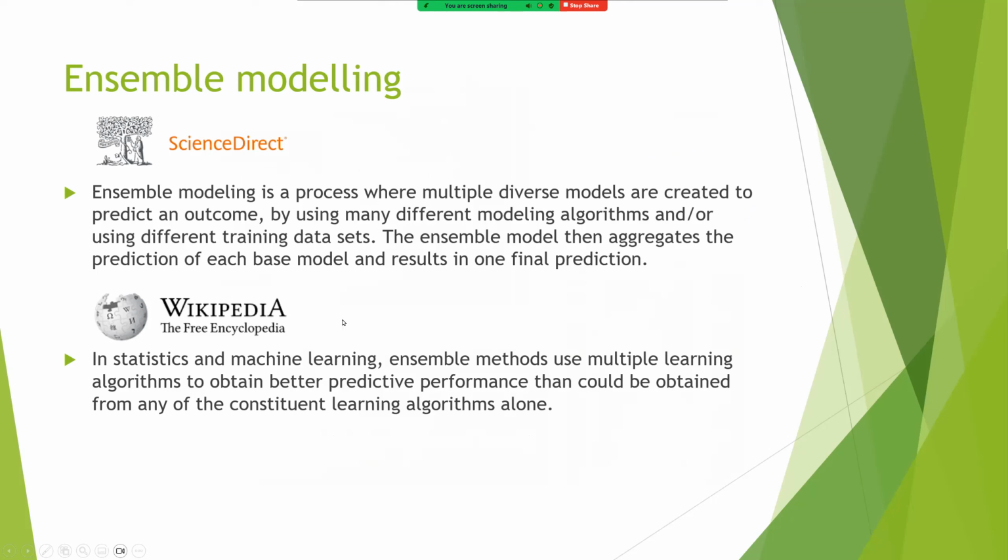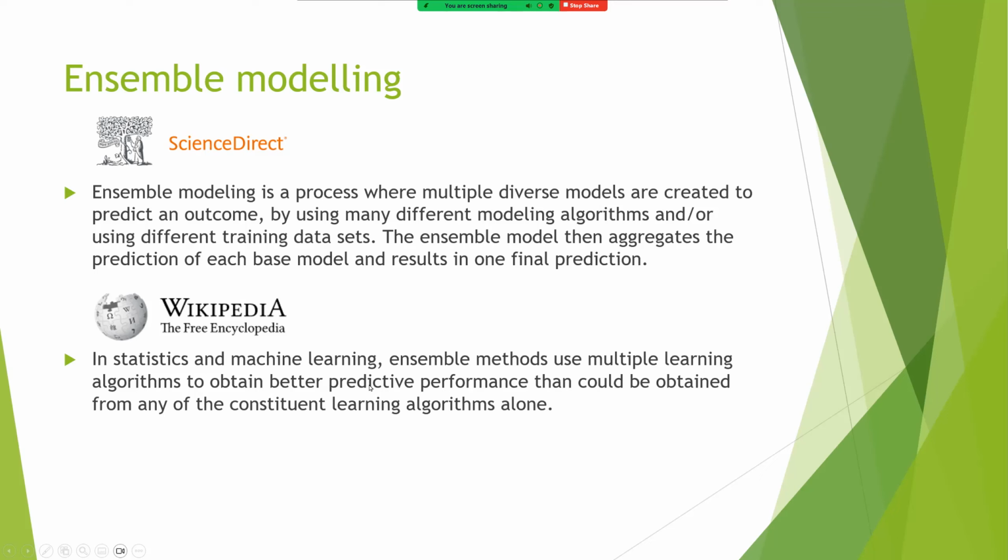There's a couple of quotes here, one from Science Direct and the other from Wikipedia. An ensemble model is a process where multiple diverse models are created to predict an outcome by using many different modelling algorithms and/or different training data. The ensemble model then aggregates the predictions of each of the base models, resulting in one final prediction. And Wikipedia says in statistics and machine learning, ensemble methods use multiple learning algorithms to obtain better predictive performance than could be obtained from any of the constituent learning algorithms alone.